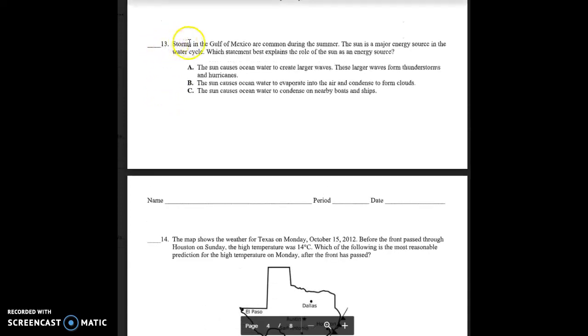Number 13. Storms in the Gulf of Mexico are common during the summer. The sun is a major source of energy in the water cycle. Which statement best describes the role of the sun as an energy source? A. The sun causes ocean water to create larger waves. These larger waves form thunderstorms and hurricanes. B. The sun causes ocean water to evaporate into the air and condense to form clouds. C. The sun causes ocean water to condense on nearby boats and ships.